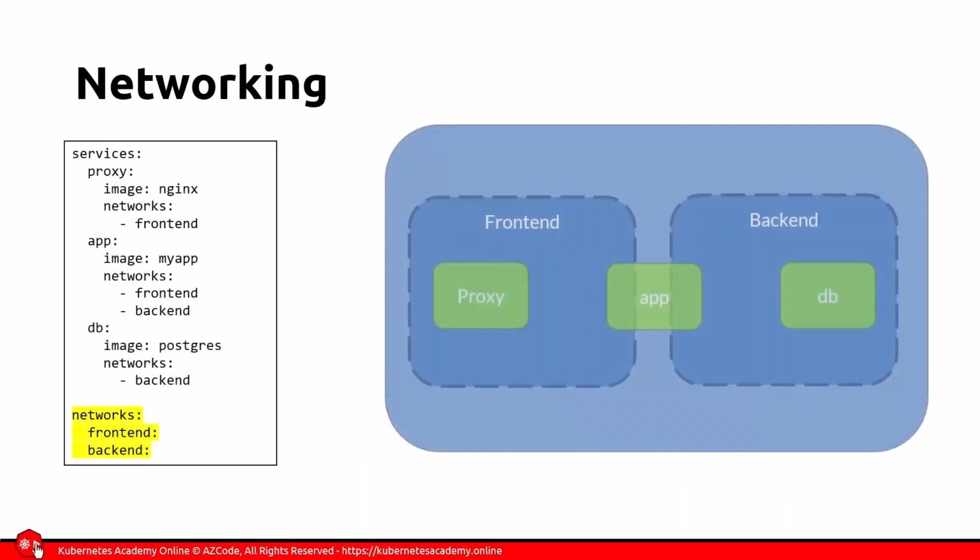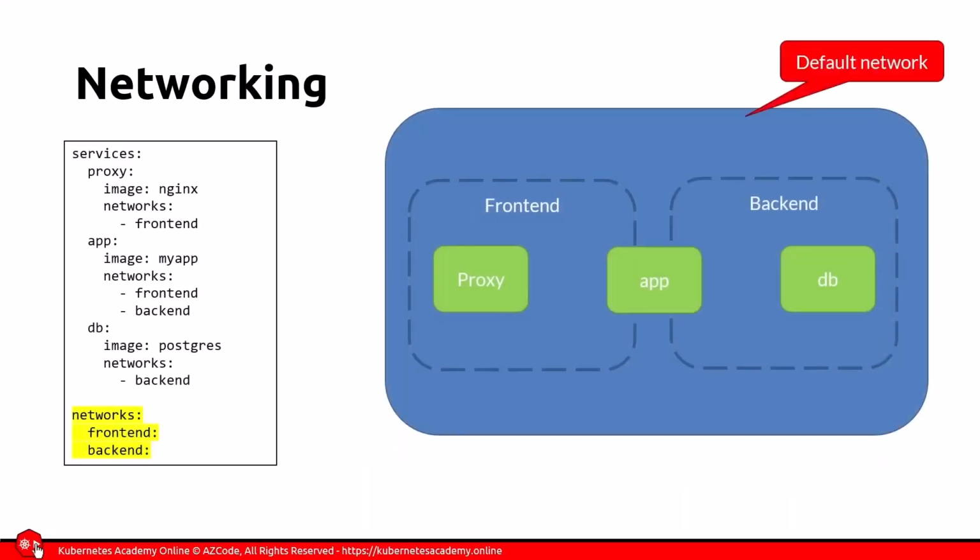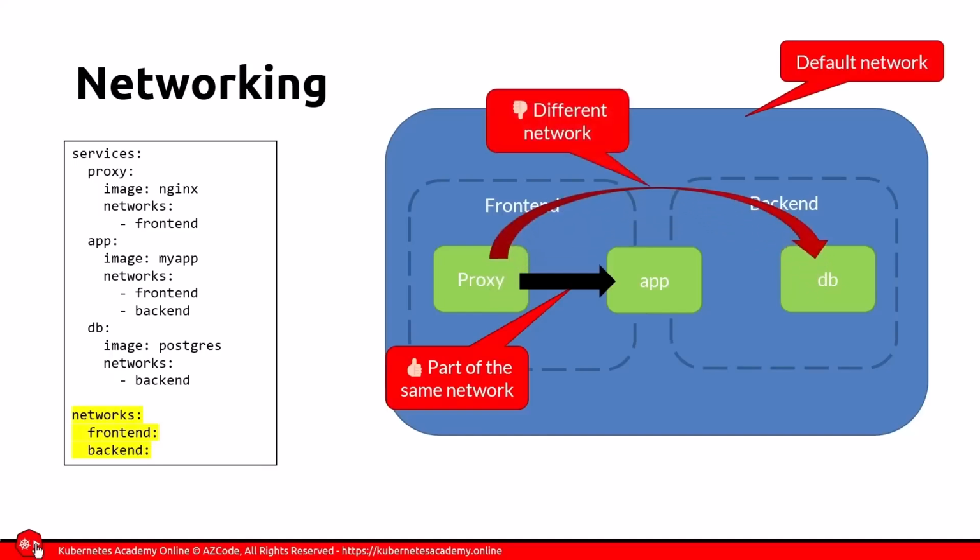If you have a Compose application with multiple containers, you can restrict who sees who by configuring networks. In this example, we're defining two networks, front-end and back-end. Proxy can see app because both are part of the front-end network. However, proxy does not see DB because it's not part of the back-end network.